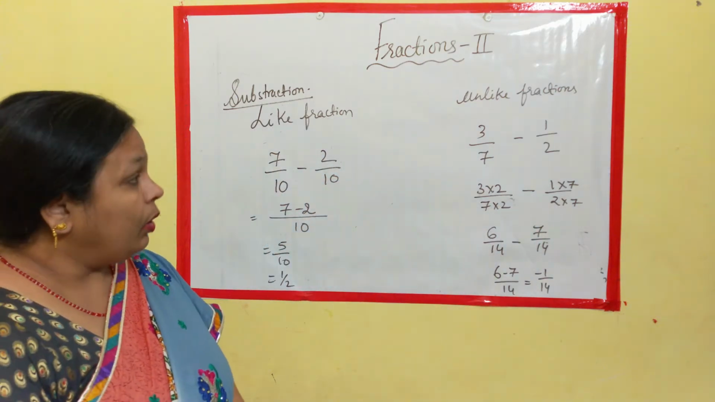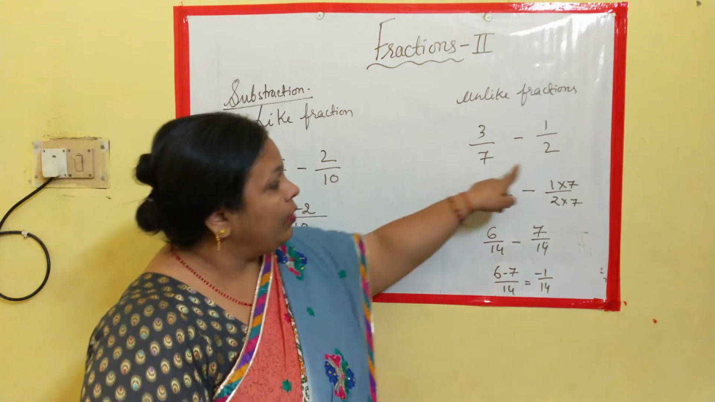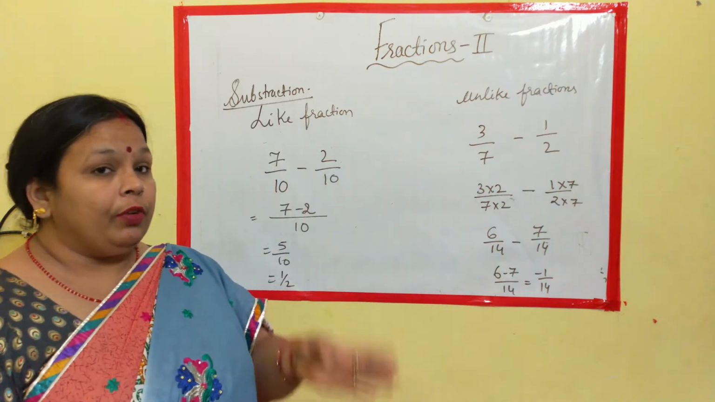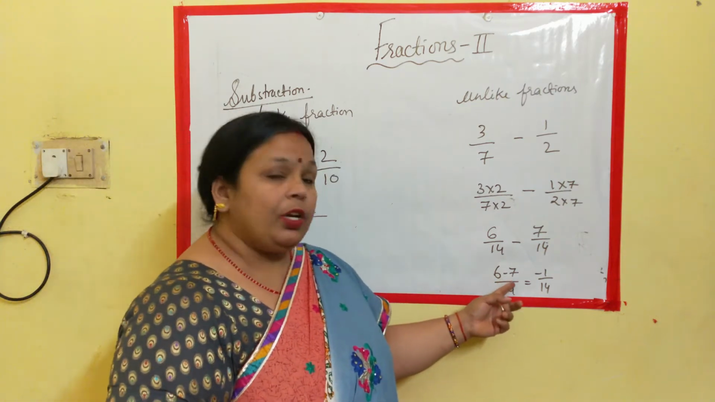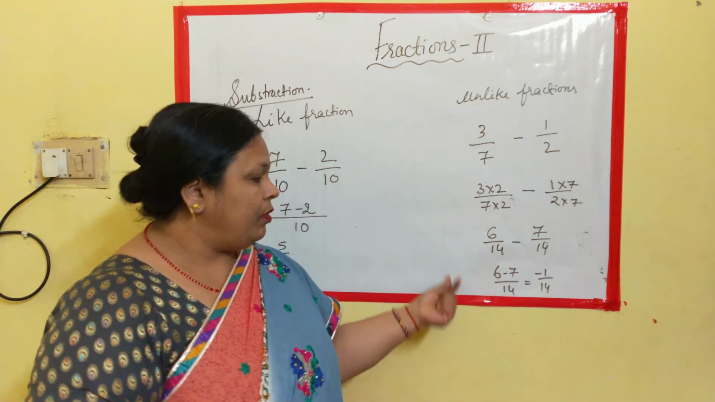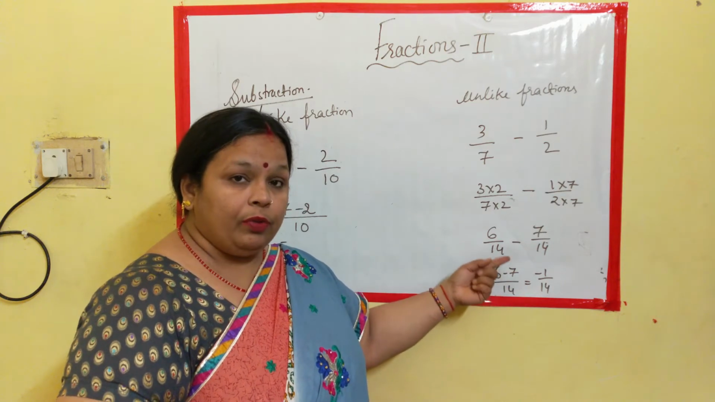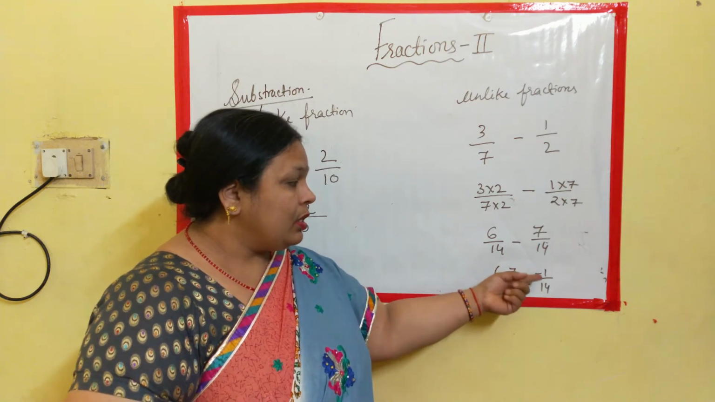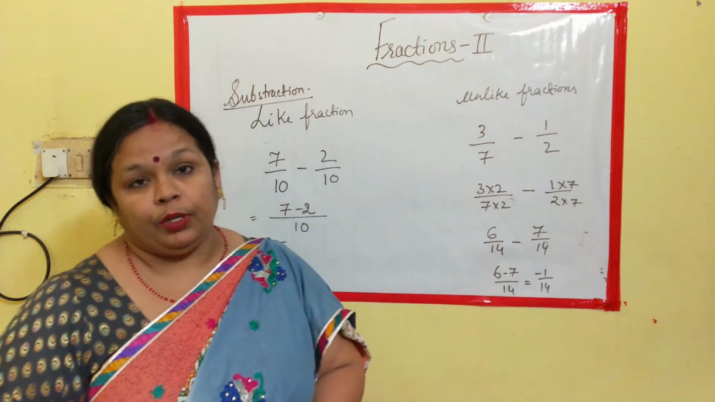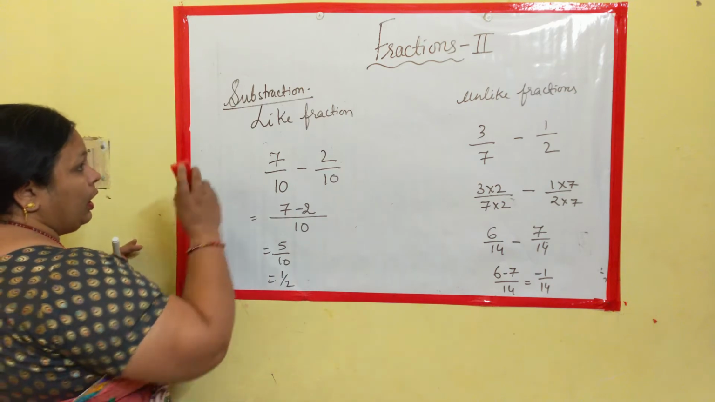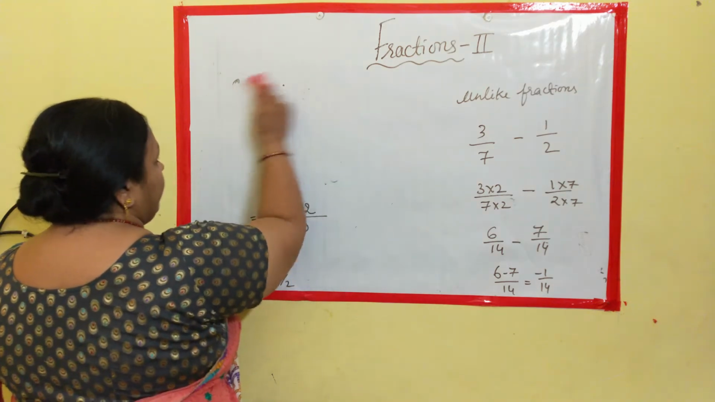Clear? Already in integers we have learned that when a positive and a negative number are there, the signs are different, we will subtract the numbers and allot the sign of the greater number, that is 7. 7 is negative, so minus 1 by 14. Clear? We have seen the like fraction and unlike fraction.